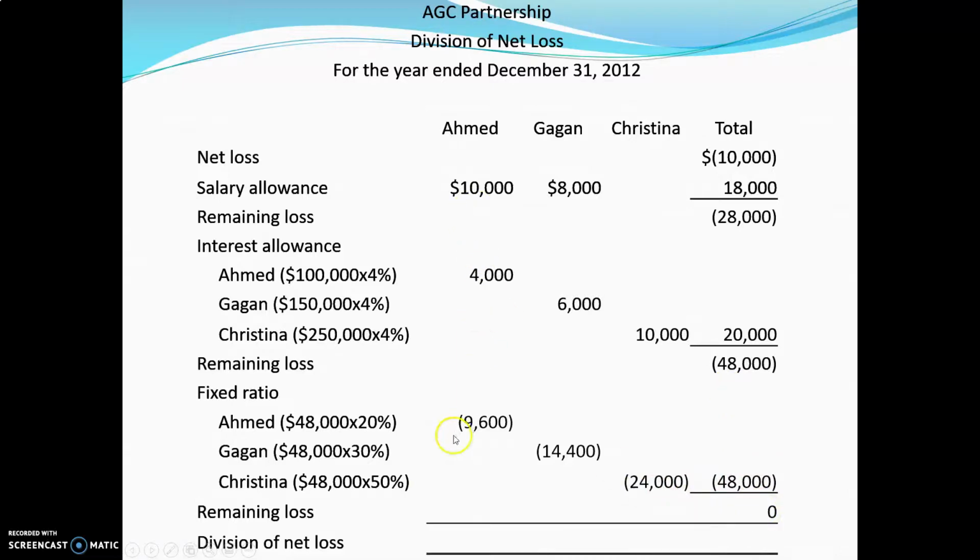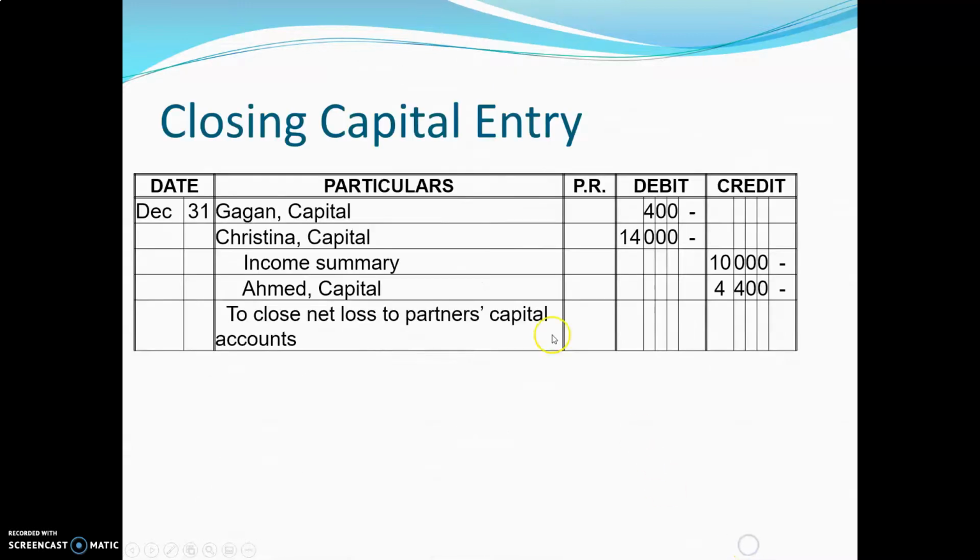To find out the division in net loss, we're going to add up each column. 10 plus 4 is 14 minus 9,600. We're going to get 4,400, and we continue to do that for the columns. And what we also notice here is that this is a way of double checking to make sure that at the end we have a $10,000 loss. We can add these across this way, and we should get a loss of 10,000.